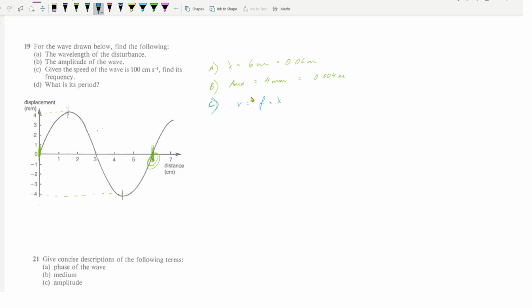So that's times by, and on the other side it will be divided by, so frequency divided by wavelength is equal to the frequency. So it's 1 meters per second divided by the wavelength, which was 0.06 meters. That is equal to my frequency, and that is equal to 16.7 hertz.